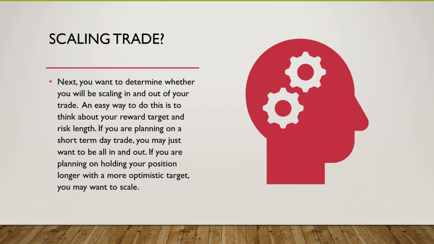If your reward target is huge relative to the range, say the range of the stock is like 50 cents and your reward target is 25 cents, then that's a huge reward target relative to that stock's range on that particular day. With that in mind, it might be a good idea to scale out of that, because that is a very optimistic reward target, meaning it might not actually get there.